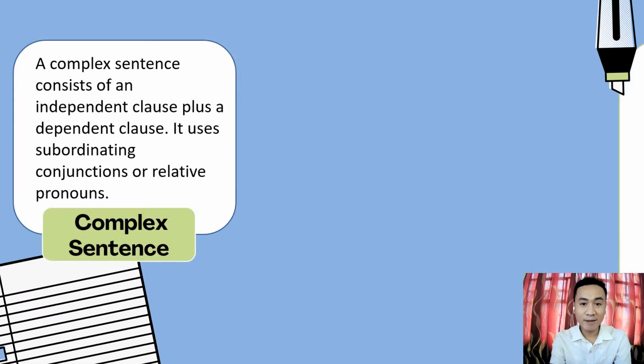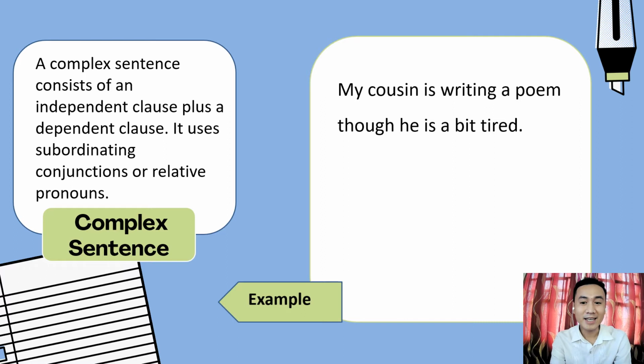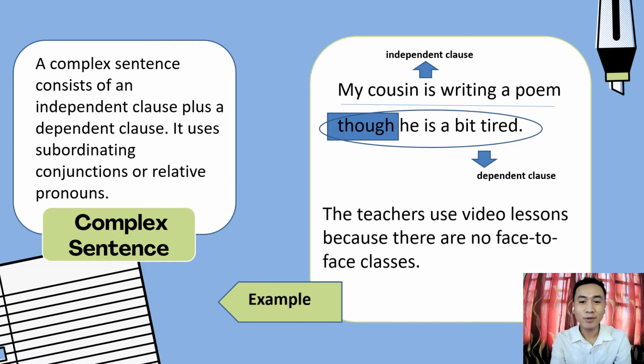Now here are the examples of a complex sentence. My cousin is writing a poem, though he is a bit tired. The underlined clause is independent, while the encircled clause is dependent, which is signaled by the subordinator, though. Another example: the teachers use video lessons because there are no face-to-face classes. The underlined clause is independent, while the encircled clause is dependent, which is signaled by the subordinator, because.